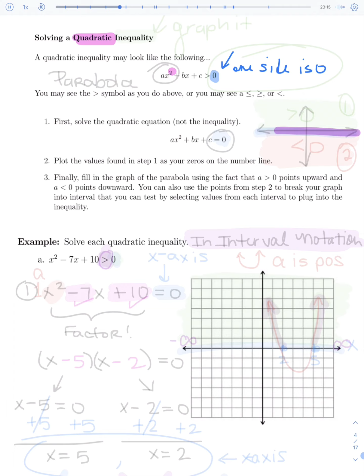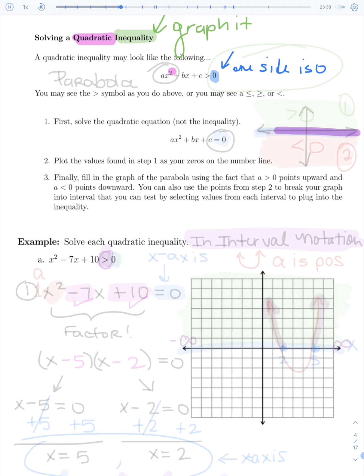But the difference here is because we've got an inequality, what we're actually going to want to do is graph it so we can see what the picture looks like. With these inequalities, if it's anything more complicated than just an x, what we're going to want to do is graph it.